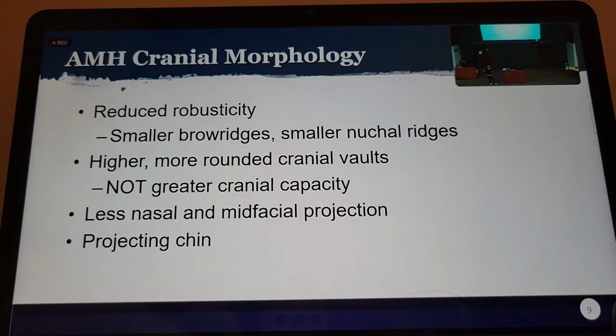And a lot of that in the late archaic Homo sapiens or Neanderthals is probably cold adaptation, because they lived in glacial Europe. But they're also found in warmer climates like what's now the Middle East. You still get that mid-face projection. And obviously, as I said, a projecting chin, another hallmark of anatomically modern humans.